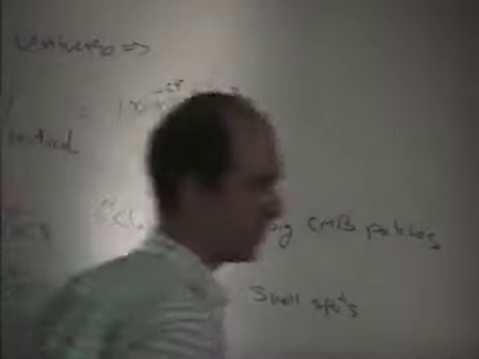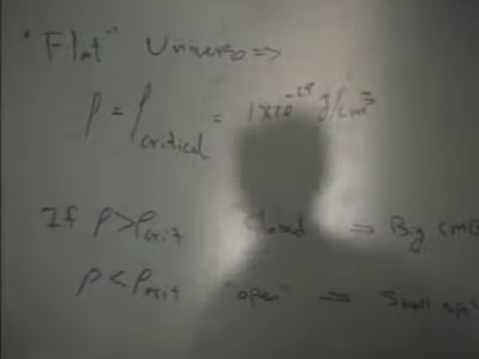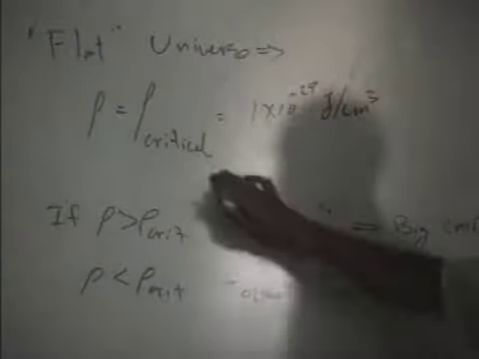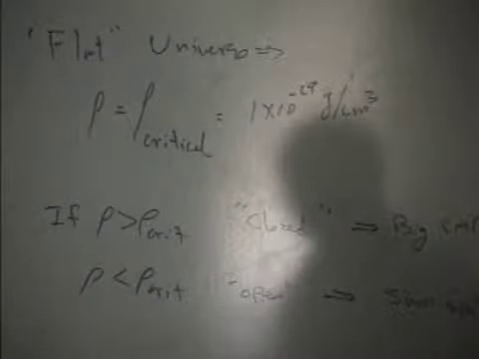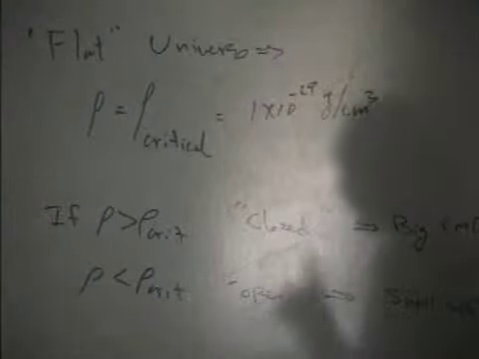Okay. Is this where dark matter comes in? This is where dark matter comes in, and this is where I want to close. Now, closed would be an oscillating universe. It would eventually start contracting, and open would just keep on going.